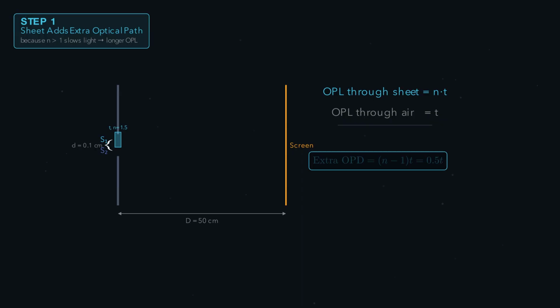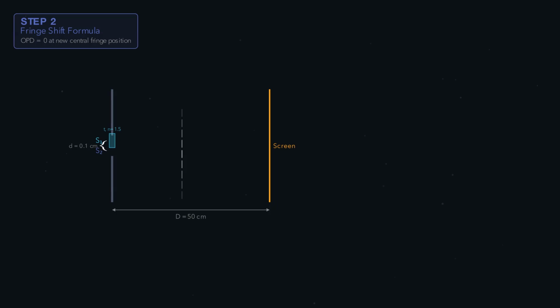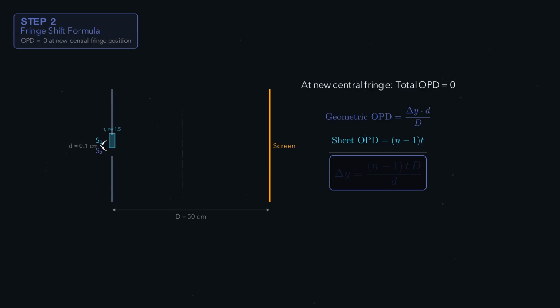Now, the central fringe shifts to wherever the total optical path difference is 0. That gives us the shift formula. Fringe shift equals n-1 times t times D divided by d. This makes sense. A farther screen spreads fringes more, and closer slits amplify the shift.